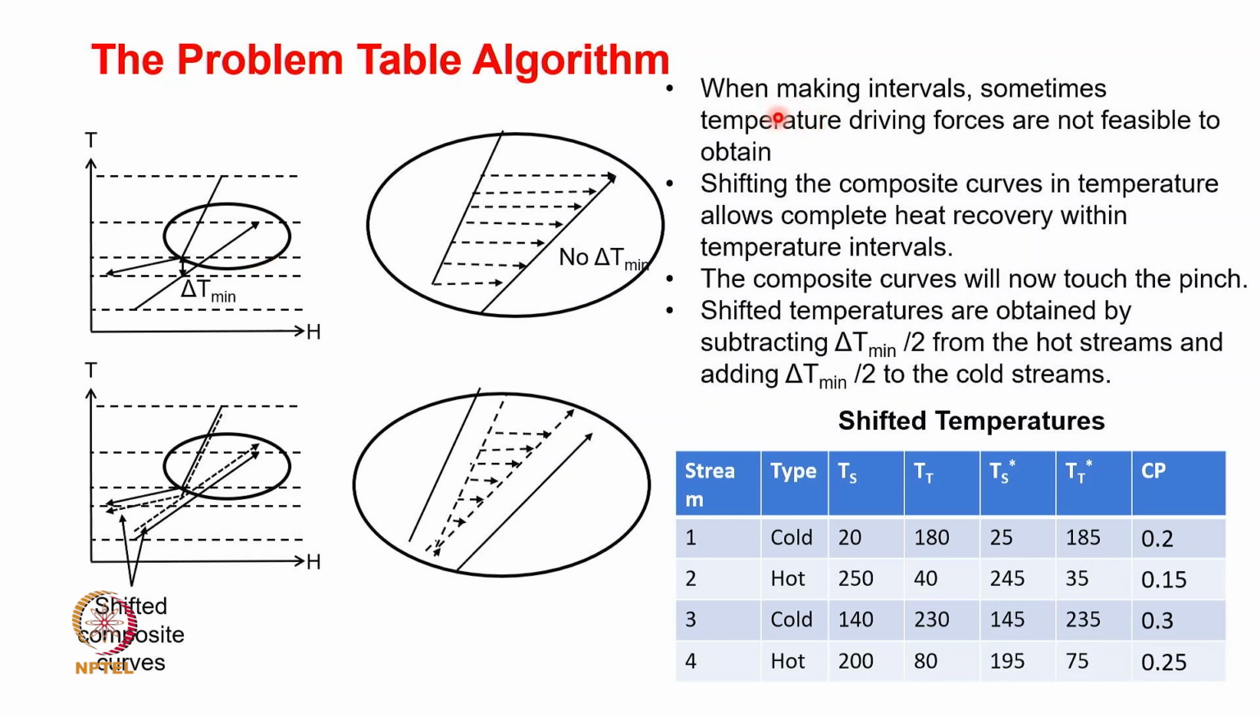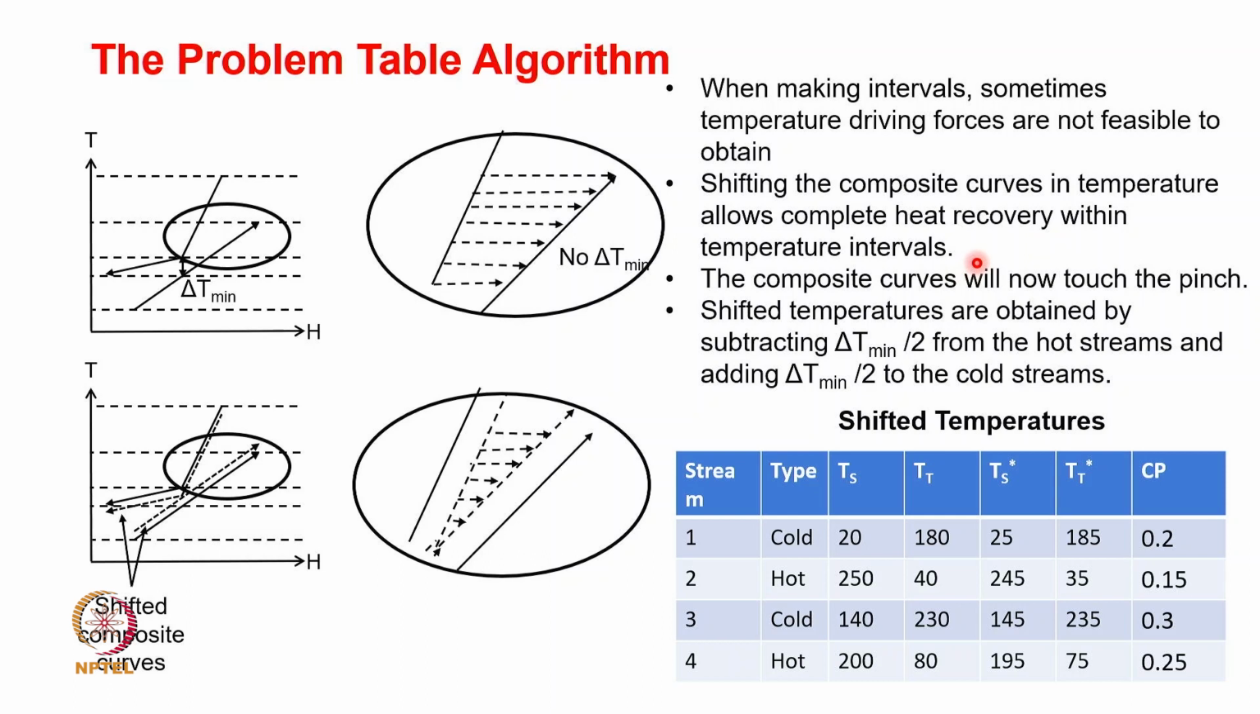So when we are making the intervals, sometimes temperature driving forces are not feasible to obtain. So what can we do in those contexts? Shifting the composite curves: you can move the composite curves closer so that they tend to touch. When they touch, you can draw a line, and when you make the intervals exactly, you may be able to capture the pinch point. Shifting the composite curves in temperature allows complete heat recovery within the temperature intervals.